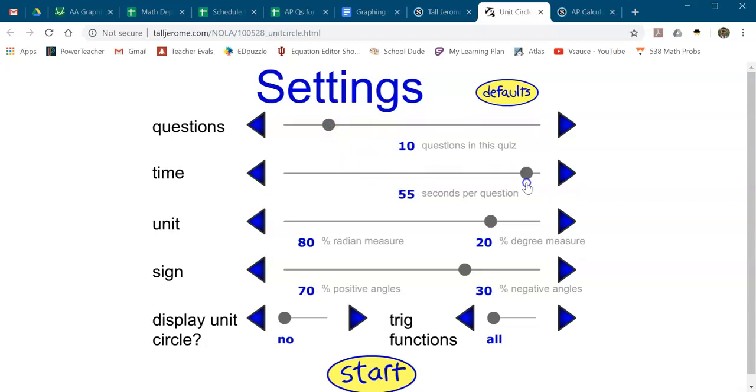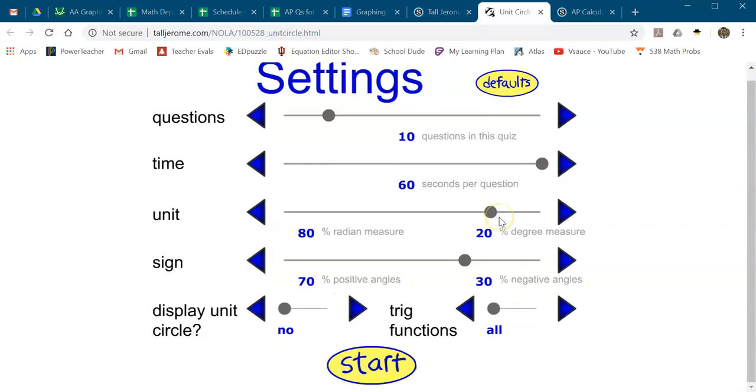If you're feeling a little bit unsure on the unit circle, maybe go for a full minute. 30 seconds is fine. If you really want to challenge yourself, do 10 seconds. See how far you can go. Or 5 seconds. Woo! You can do 5 seconds. Oh man, that'd be amazing. But we'll go for 60 seconds for the purposes of this video.